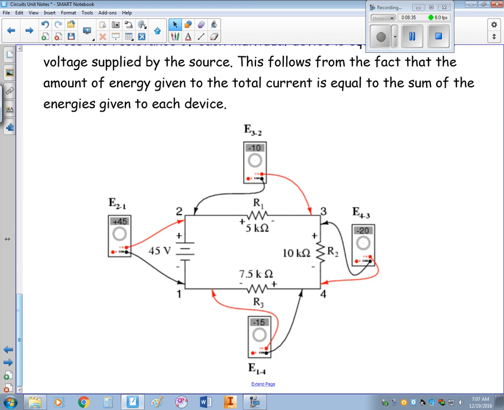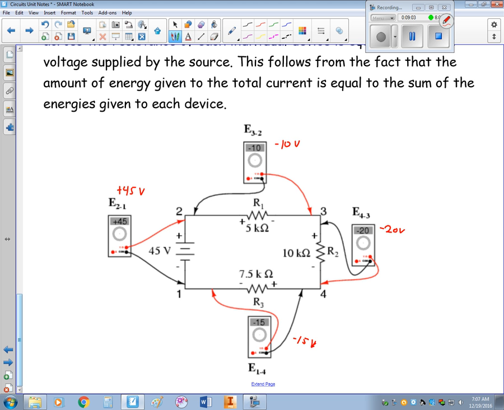So here's another example. We have 4 voltmeters. Might be hard to read this, but this one says positive 45 volts. This one says negative 10 volts, negative 20 volts, negative 15 volts. And notice that 15, 20, and 10 add up to give me 45.